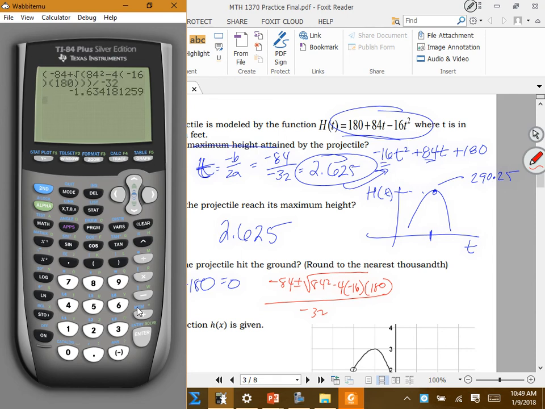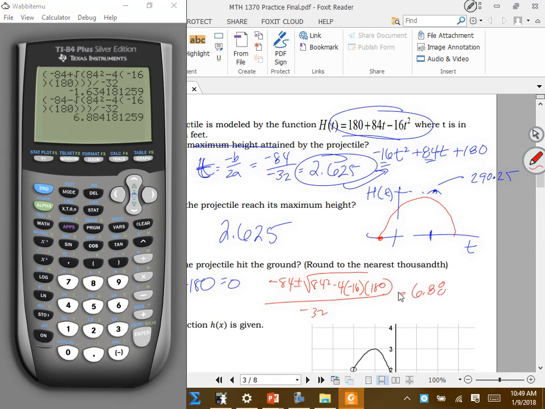Really what's happening with this picture is that it's actually doing something like that. And that t that we just found is that one. Well, time can't be negative, so that's not the solution we're looking for. Basically recall that, and now we're going to use this negative sign there, which would be changing that to a minus. Hit enter, and 6.88 ends up giving me the time that this thing comes back to the ground.